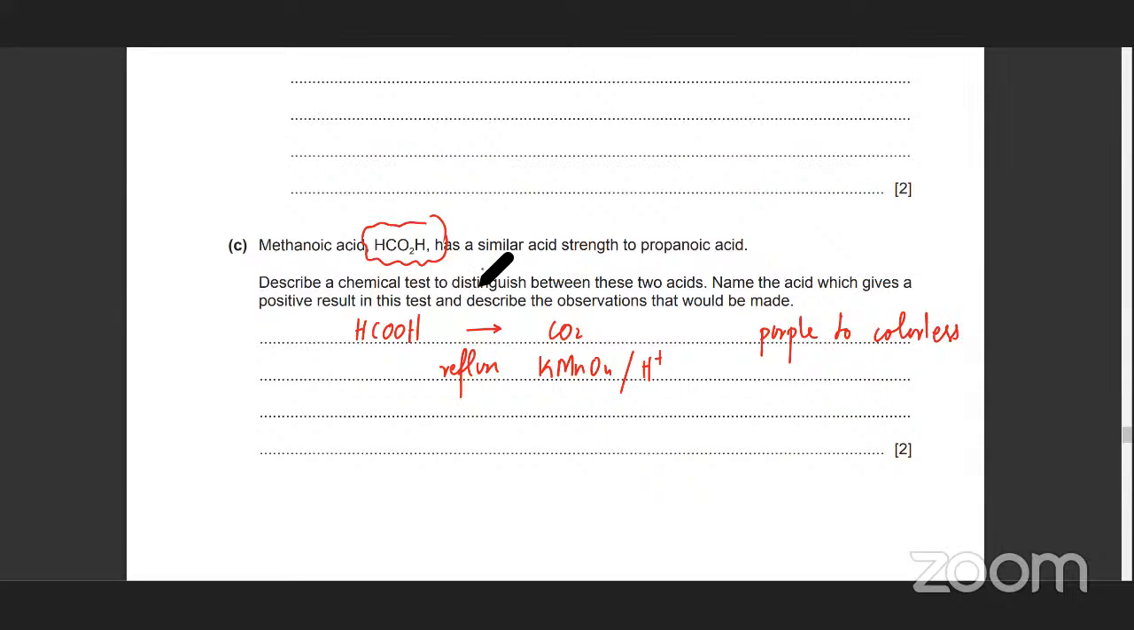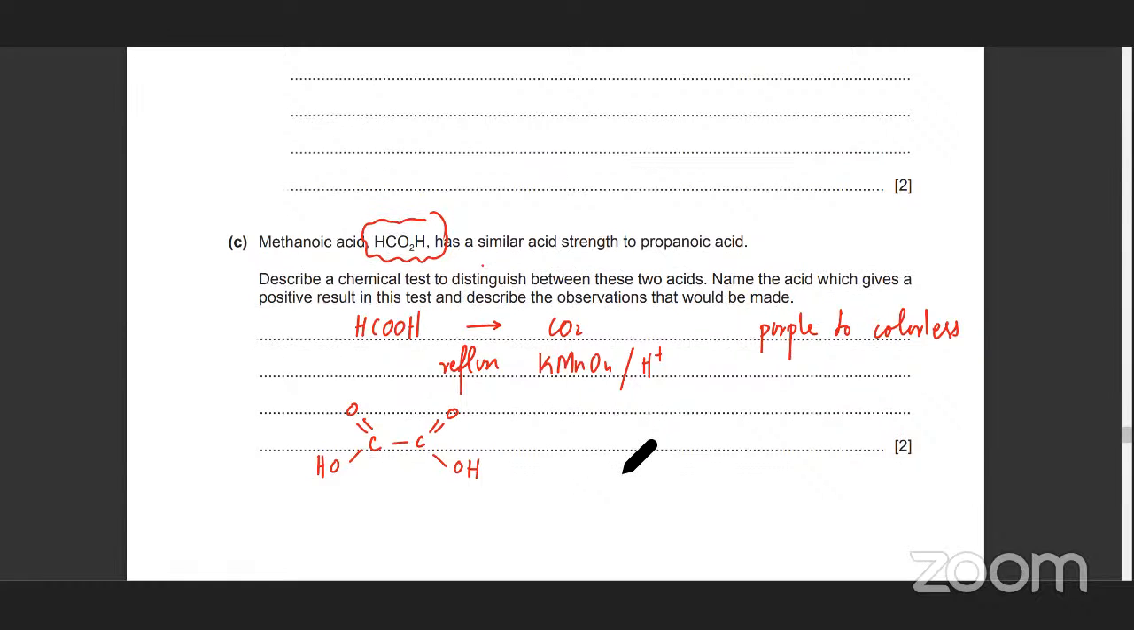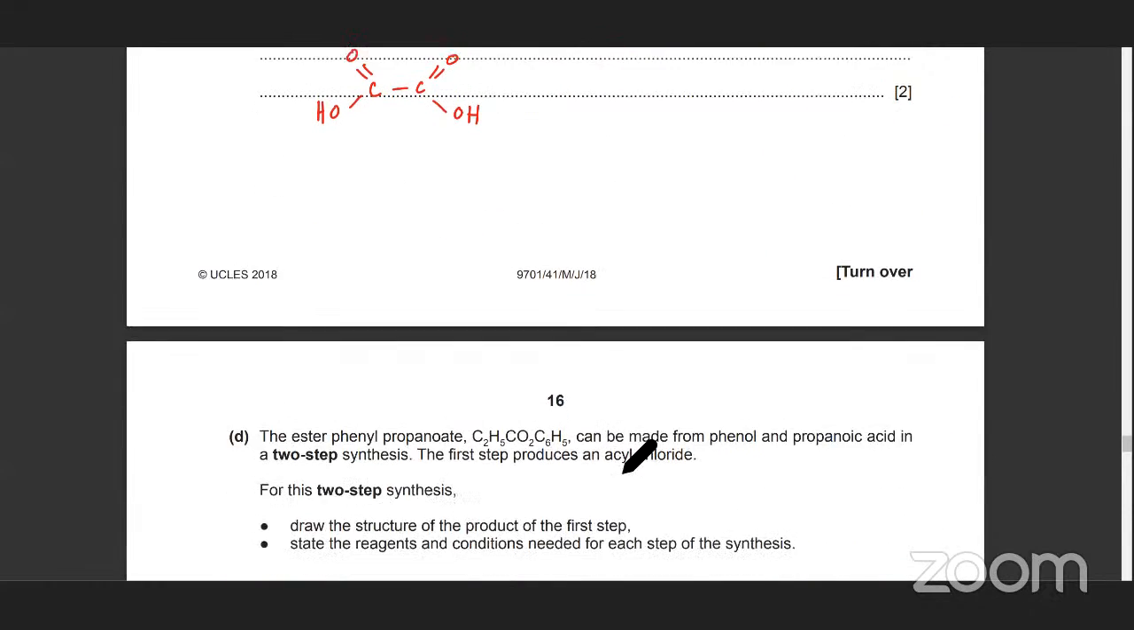So methanoic acid, and there's another acid which gets oxidized, and that's ethanedioic acid. It has carboxylic acid groups on both sides. That also undergoes oxidation. So both these acids undergo oxidation. So that's one way to distinguish between the two. Propanoic acid is not going to get oxidized.